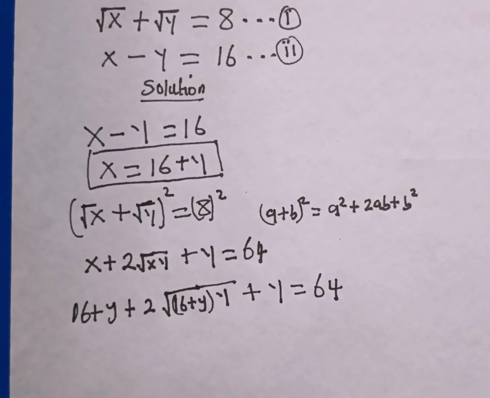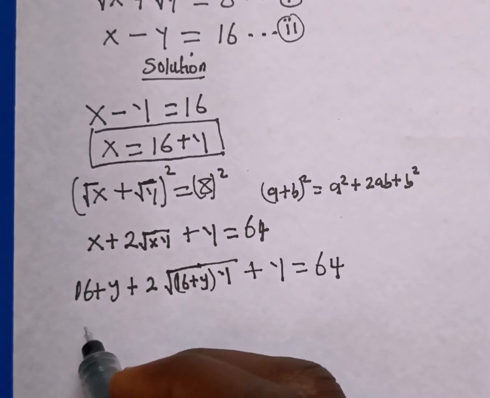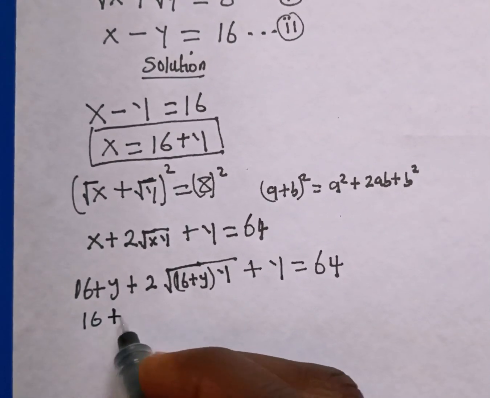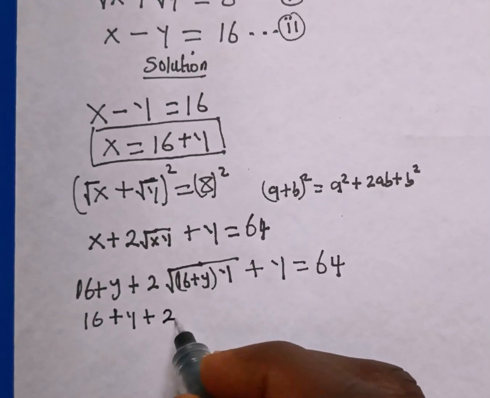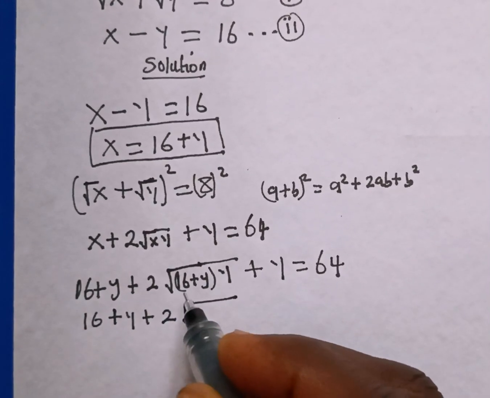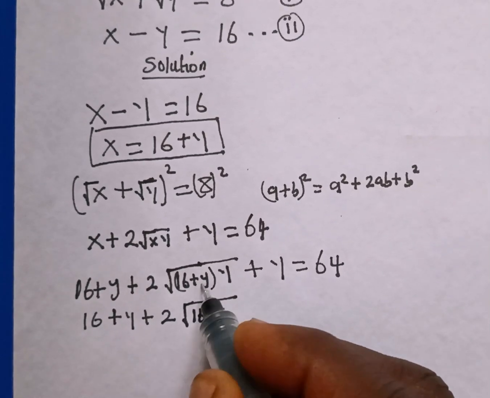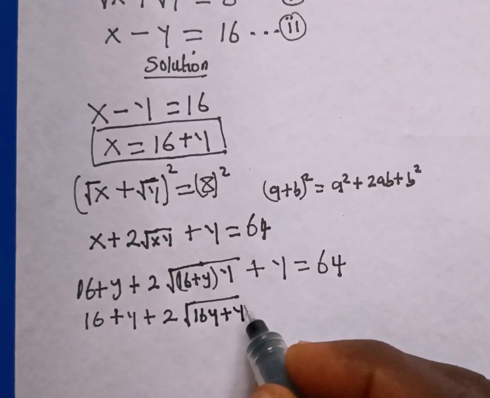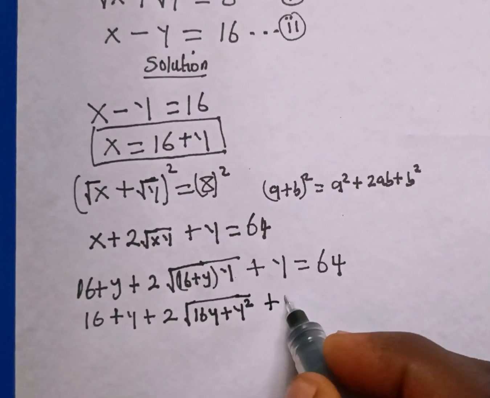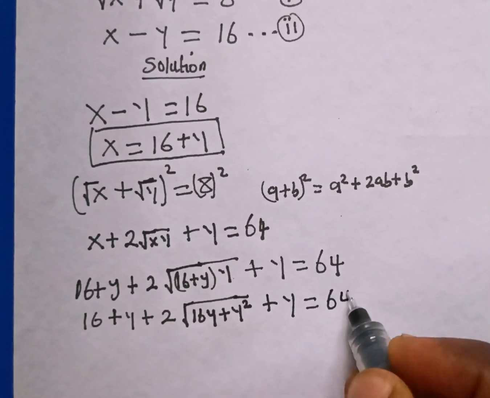So now we're going to still work on this equation. So we have 16 plus y, then plus 2 square root of 16 multiplied by y is going to give us 16y, then plus y multiplied by y is going to give us y squared, then plus y, which is going to be equal to 64.